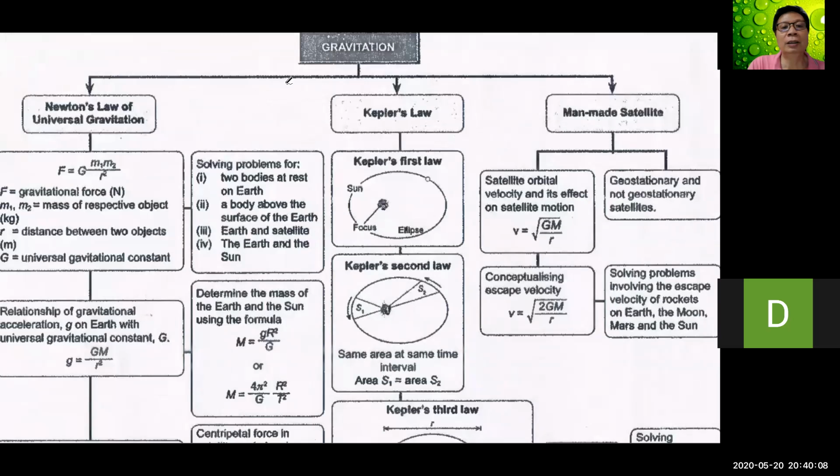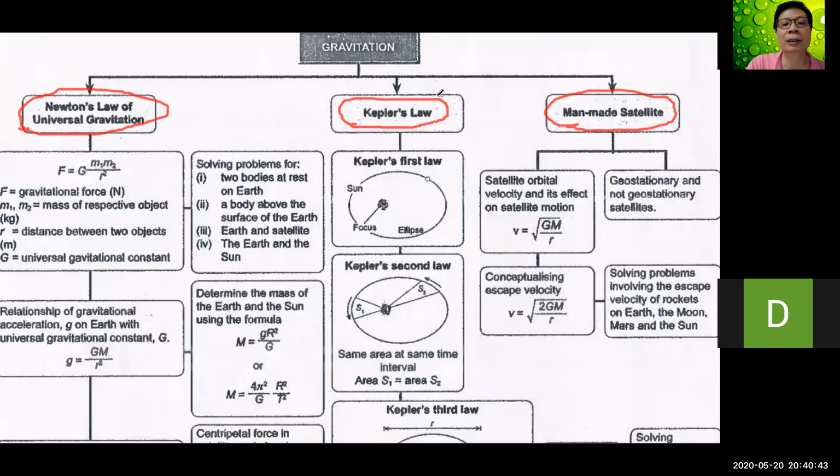All right. The title is gravitational. Actually, in this topic, you learn only 3 subtopics. First one is here, Newton's law of universal gravitation. This is the first subtopic. The second one is Kepler's law. This one involves a lot of calculation. And the last subtopic is man-made satellite, also involving a lot of calculation.